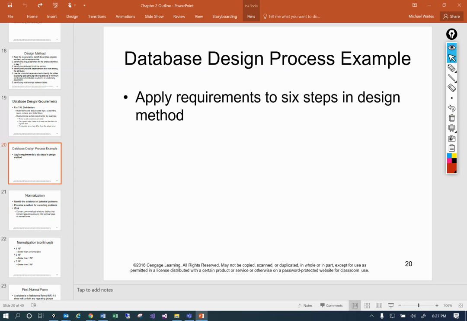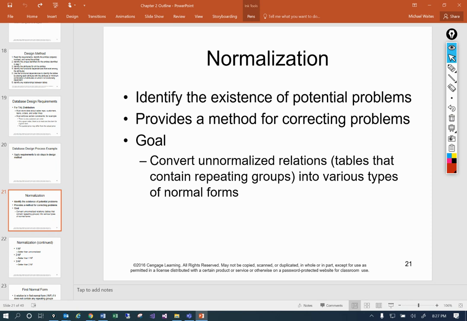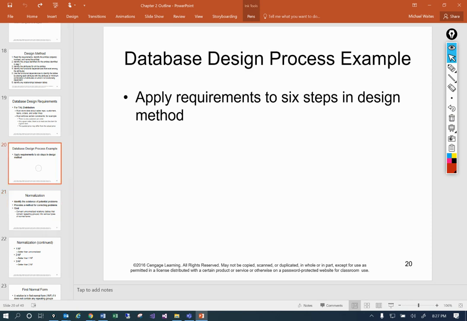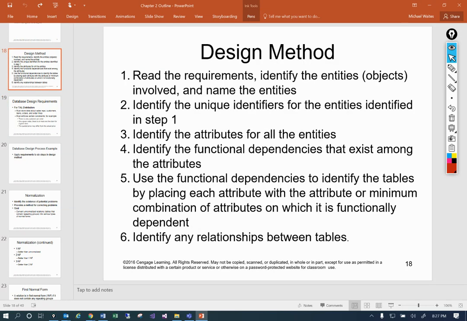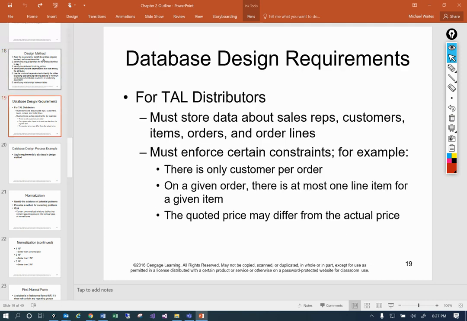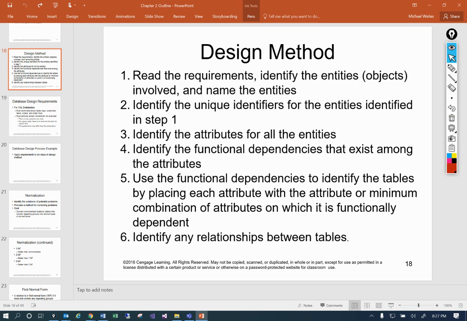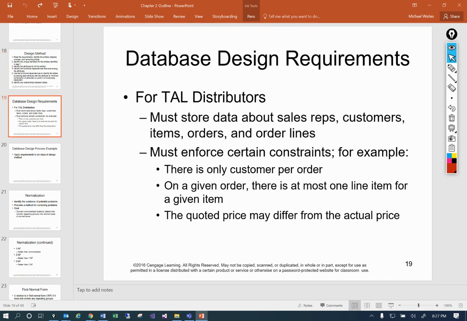All right, so let's apply the requirements to the 6-step design method. We kind of started doing that. We did step 1, which is to identify the entities. And one of the things that we have here is the attributes. They're not really detailed about the attributes in this database design requirement.